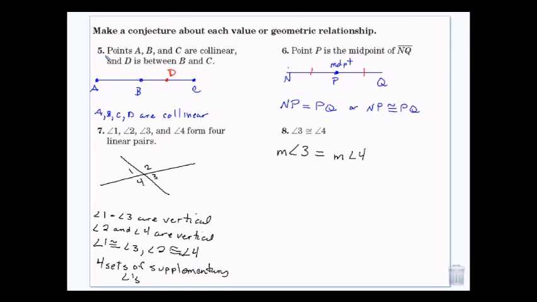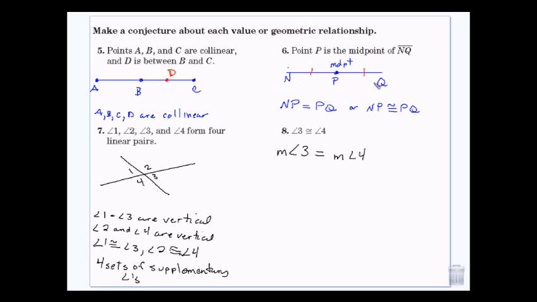Okay, so when I looked at number 5, I drew A, B, and C collinear, and then D was between B and C, but it didn't tell me how far between. So I can't make any midpoint or length kind of decisions. All I can tell from the picture I drew is that A, B, C, and D are all collinear.